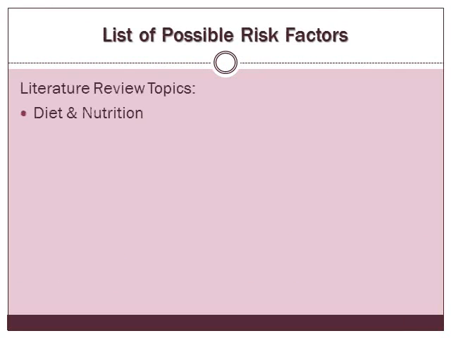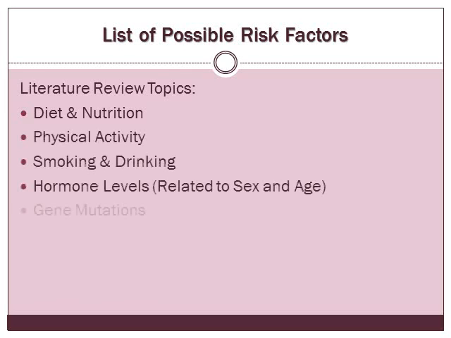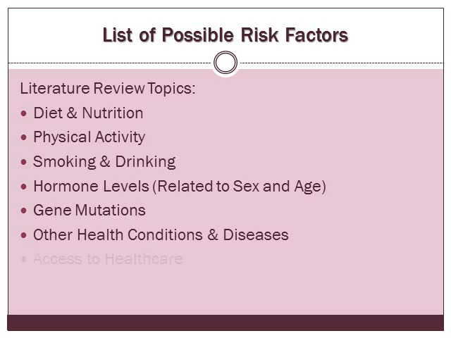So the possible risk factors for osteoporosis and the determinants that I identified in the literature include diet and nutrition, physical activity, smoking and drinking, hormone levels, which are related to sex and age, gene mutations, other health conditions and diseases that might be present, and access to health care.